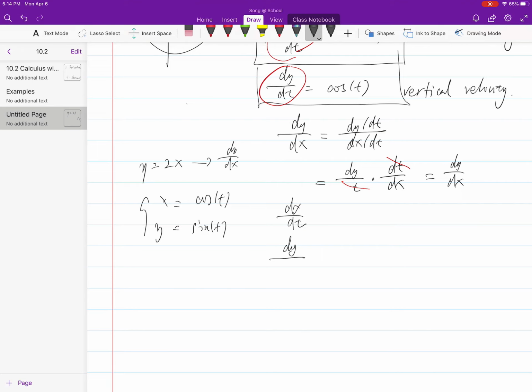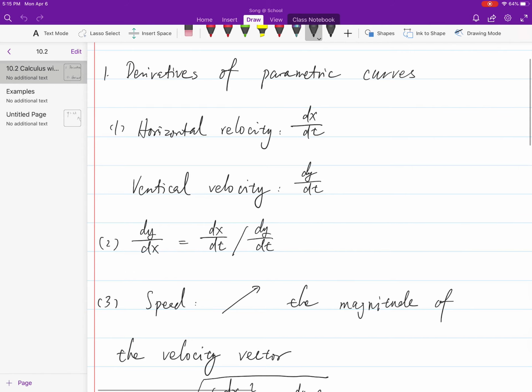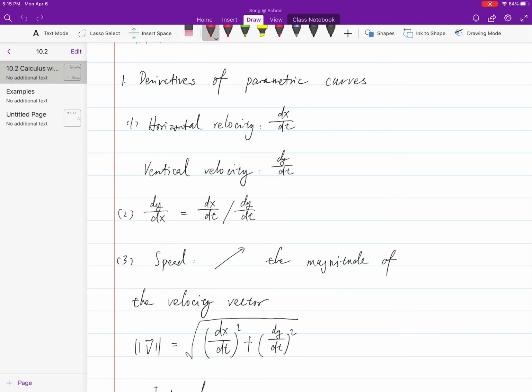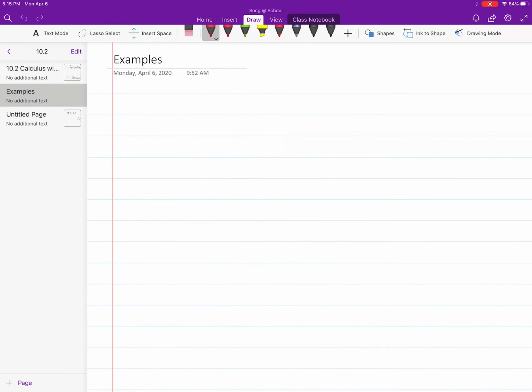What you need to do is simply take the derivative of x with respect to t, take the derivative of y with respect to t, and then take dy over dt divided by dx over dt. That gives you the same thing. We will see some formal examples right away, but I just want to show you that in the notes, we write this idea here, and the most important thing is this definition here. That is how we are going to calculate the derivatives at any moment.